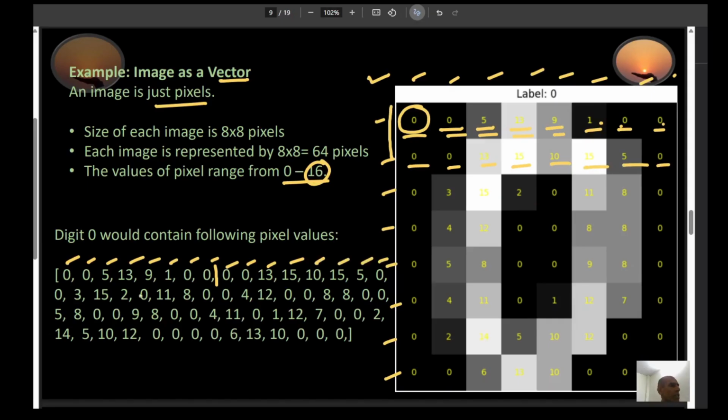And then it keeps going like this. So basically, this particular vector has 64 different numbers: 1, 2, 3, 4, all the way up to 64. So this is a representation of this image right here. Let's take a look at another example.